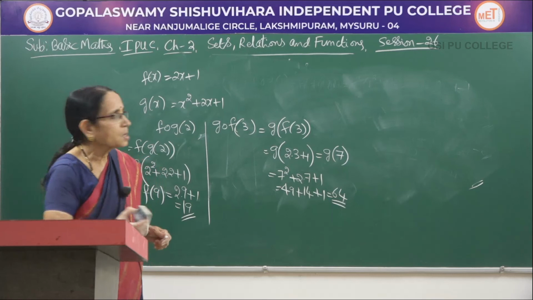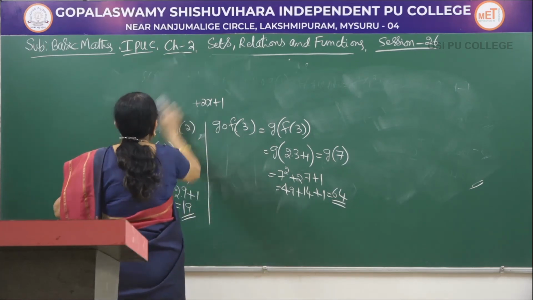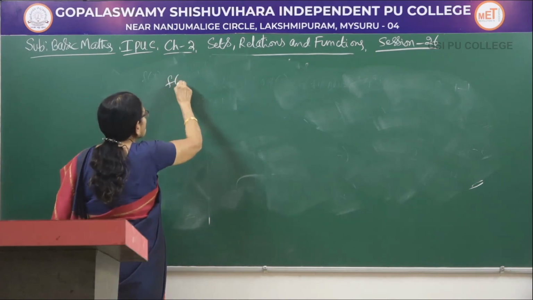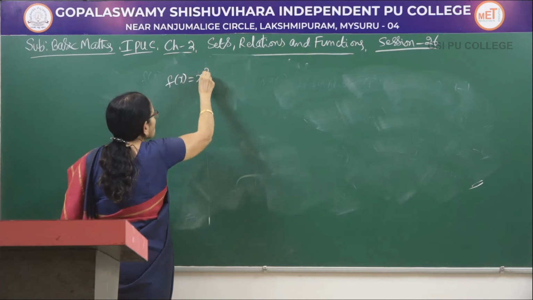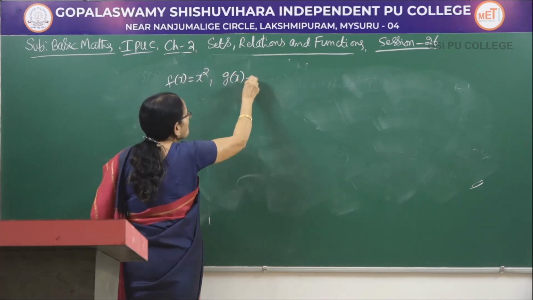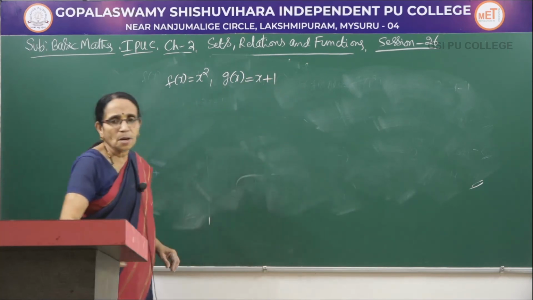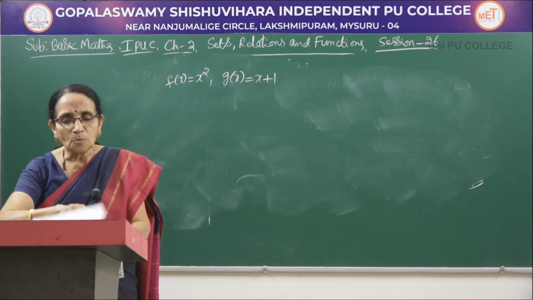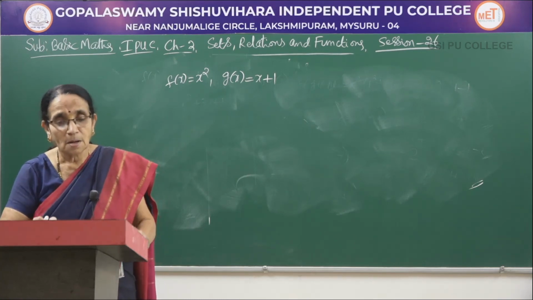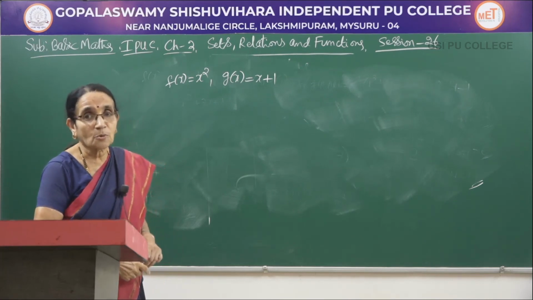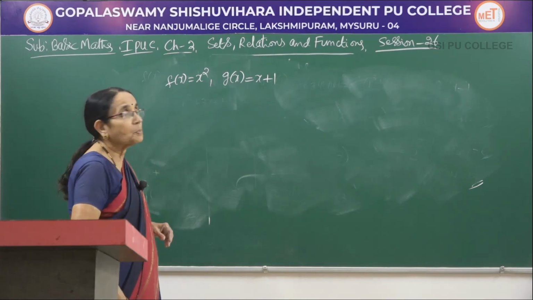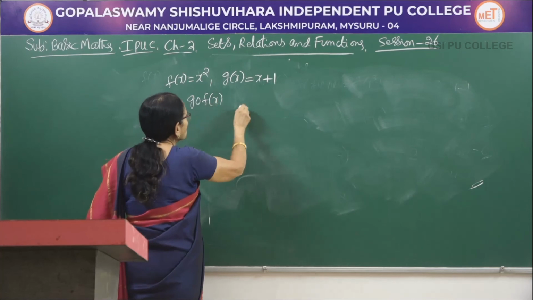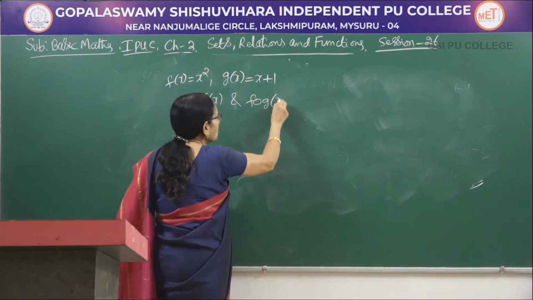Now one more problem I am going to work out. f x equal to x square and g x equal to x plus 1. So we have to find out the general composition of function. That means they have not given any particular value. Find out g o f of x and f o g of x.